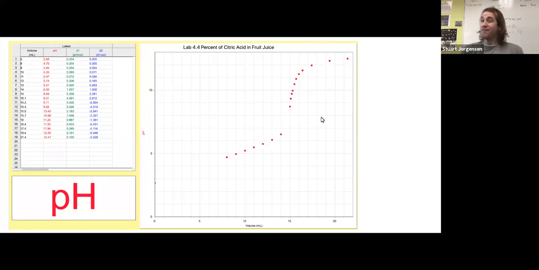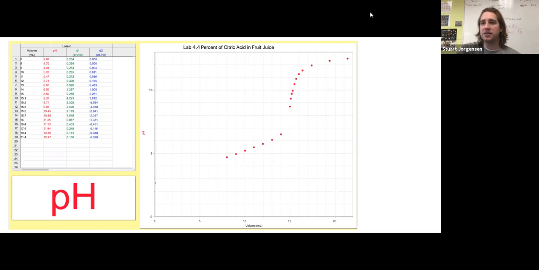So now that we have this data, there's a great question. What do we do with it? We've collected the pH over the course of our titration in the lab for our citric acid in our fruit juice. Now we need to figure out how we actually can interpret this data and then how to calculate with it. A couple of features I want you to be looking at and thinking about when we're looking at our graph here.